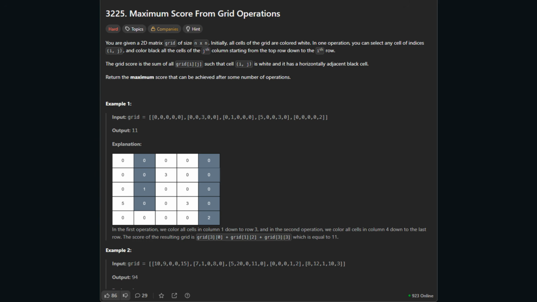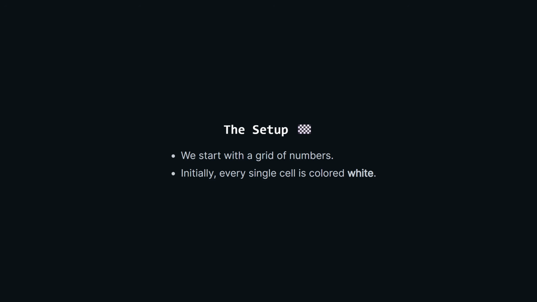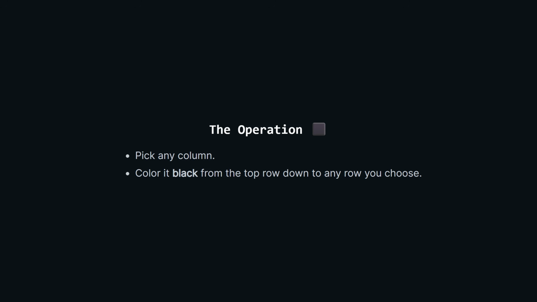Here is the problem page. It looks a little bit complicated, so let me explain the rules step by step visually so it's easier to digest. We are given a grid full of numbers. To start off, imagine that every single square on this board is painted white. We are allowed to perform an operation on this grid.